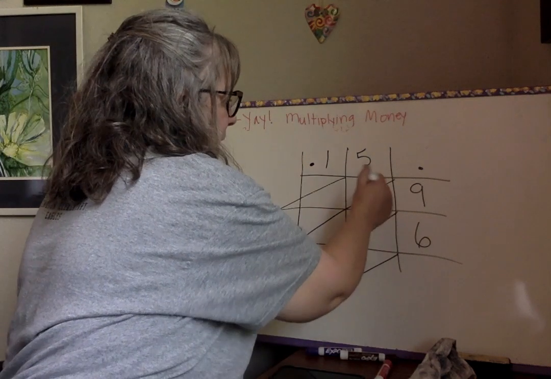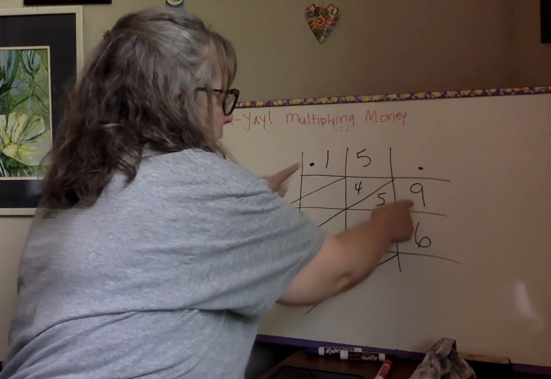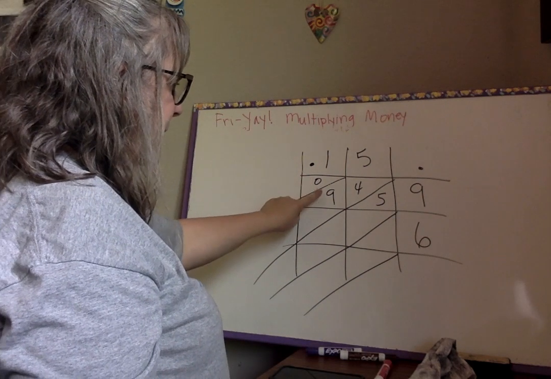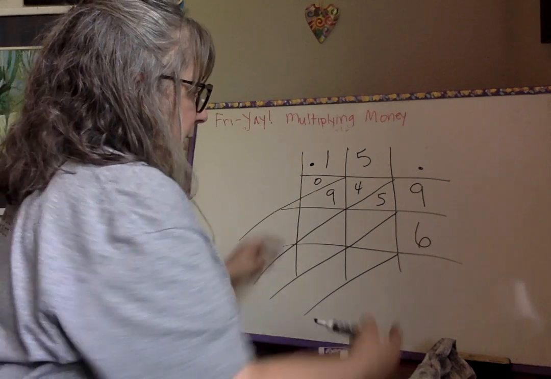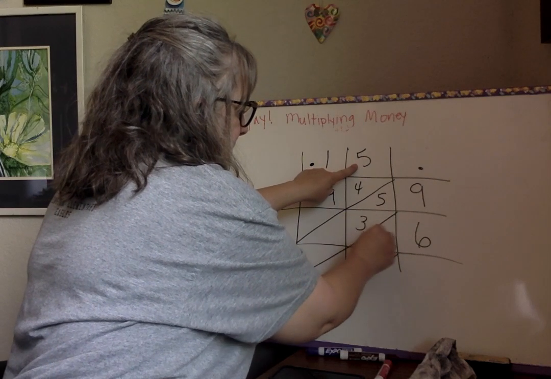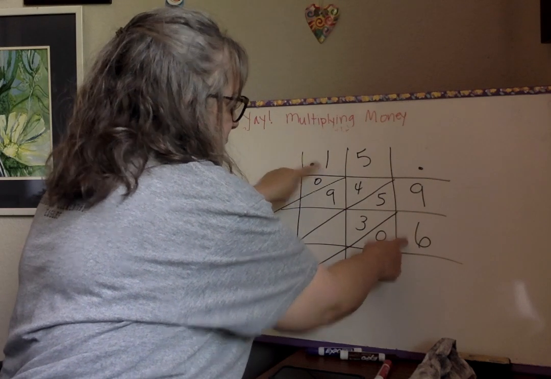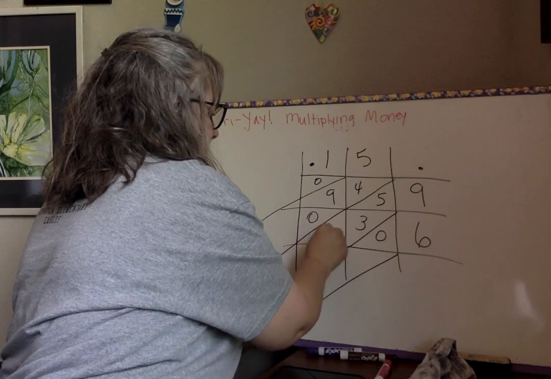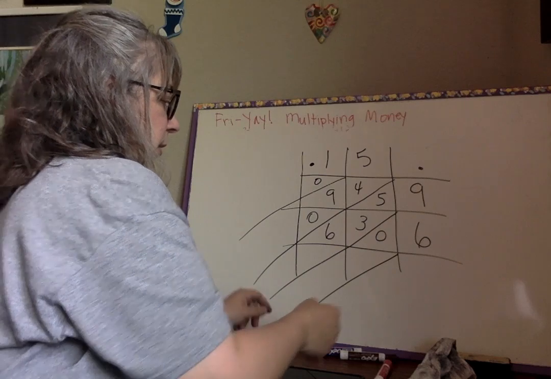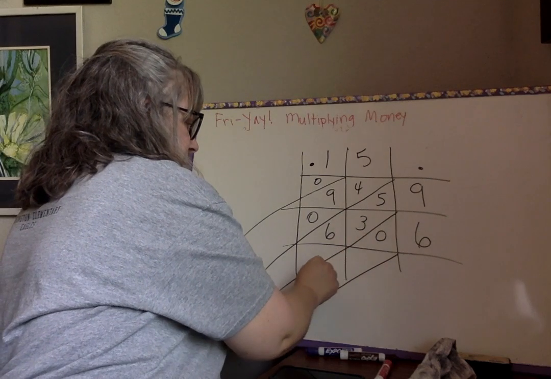Okay, so 9 times 5 is 45. 9 times 1 is 9. Put the 0 in the tens place and the 9 in the ones place. Let's multiply. 6 times 5 is 30. And 6 times 1 is 6. So put the 0 there and a 6 there. And now we're going to add our little diagonal column. So that's going to be 0.